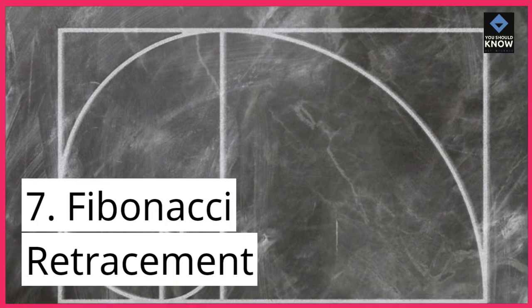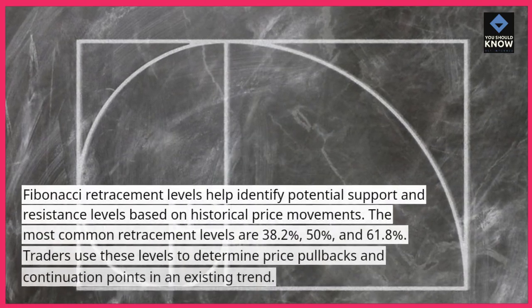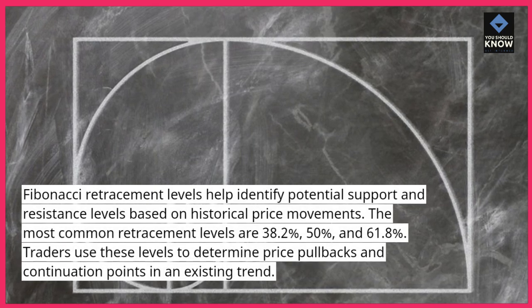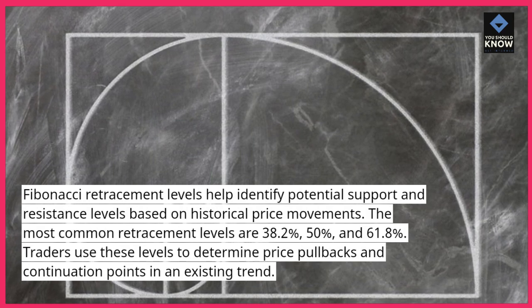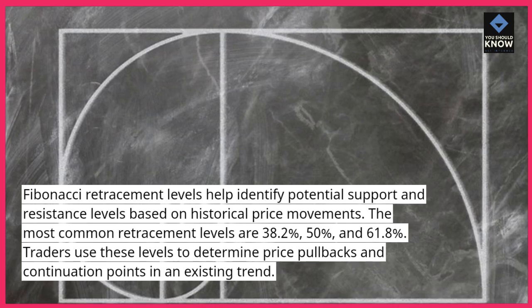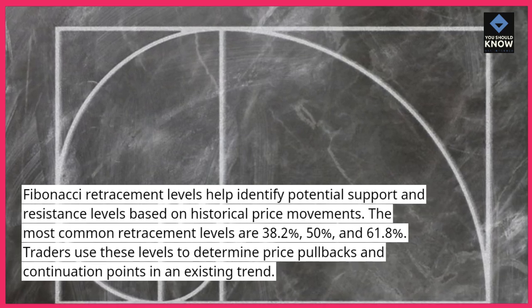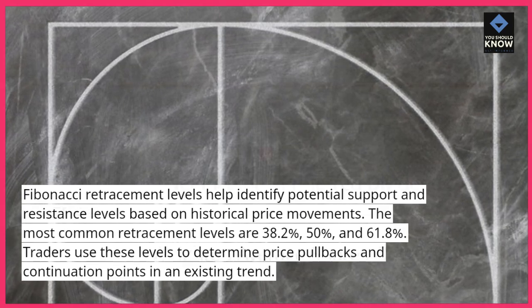7. Fibonacci retracement. Fibonacci retracement levels help identify potential support and resistance levels based on historical price movements. The most common retracement levels are 38.2%, 50%, and 61.8%. Traders use these levels to determine price pullbacks and continuation points in an existing trend.